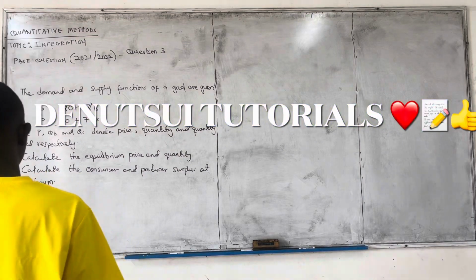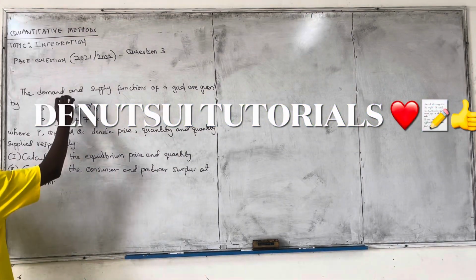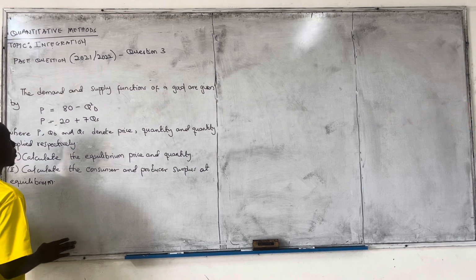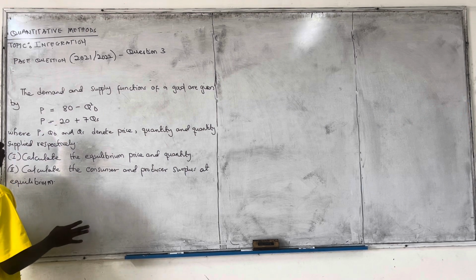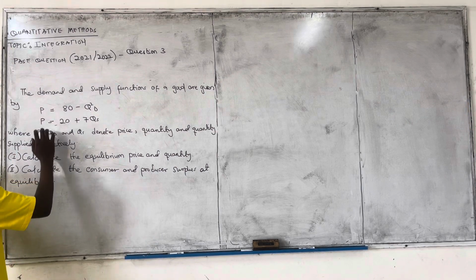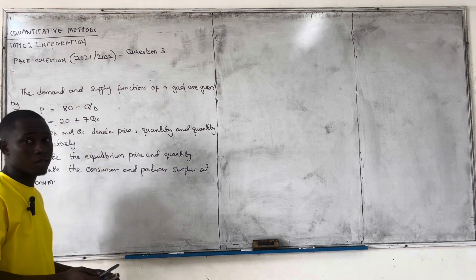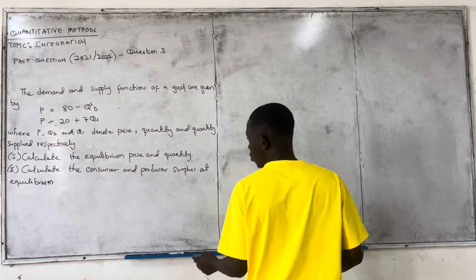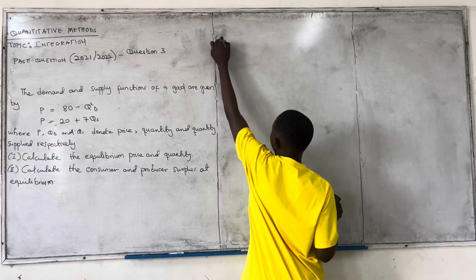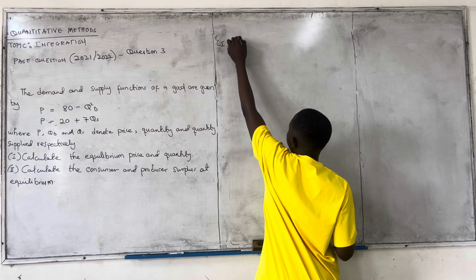Okay, so this is our second question. There was also a past question, 2021, 2022, question 3. The demand and supply functions of a good are given as this. I, calculate the equilibrium price and quantity. II, consumer and producer surplus. So I, equilibrium price and quantity.